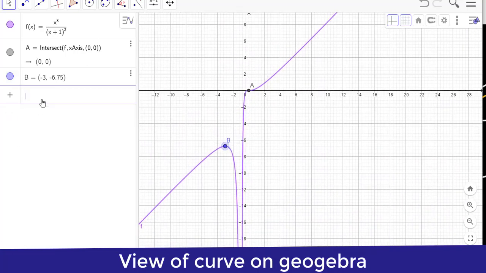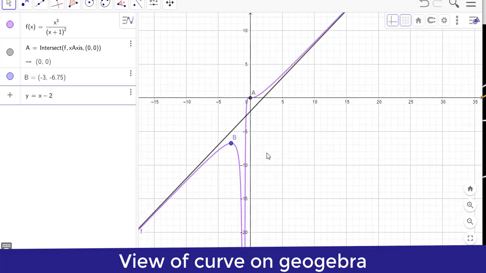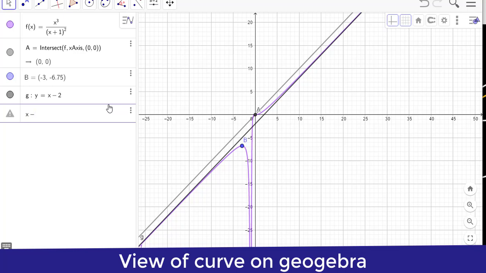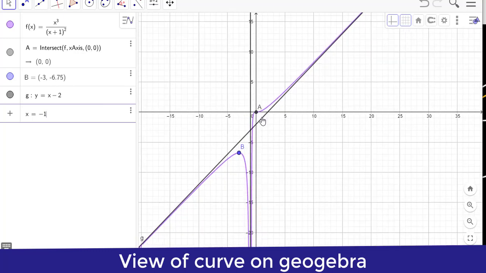Since the slant asymptote is not displayed, we can draw the slant asymptote. That's y is equal to x minus 2. So you clearly see how the graph cuts the slant asymptote. And also we can draw the line x is equal to negative 1. So you clearly see them.